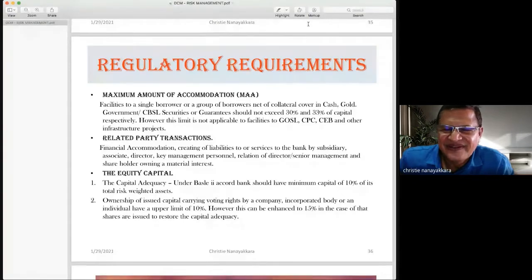Central bank will not give approval because they have put this regulation valid for all the banks and to all the types of customers other than government of Sri Lanka, CPC and CEB. So they may not give. But banks have a method of doing it.